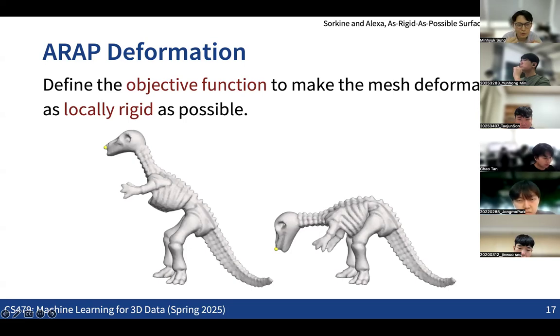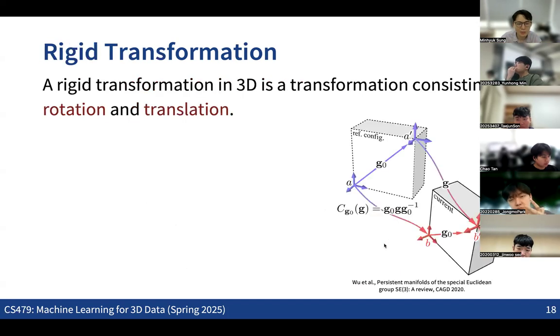Basically, if you move an object in the space, if you throw an object in the space, that is making a rigid transformation, which involves only rotation and translation. If you have any kind of stretching or scaling or skewing, those are not cases of a rigid transformation. If you just rotate or translate the object, that's a rigid transformation.